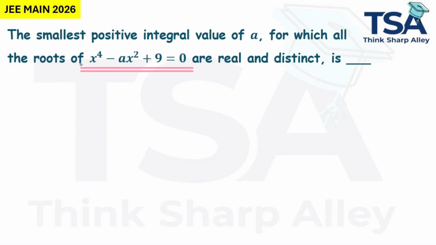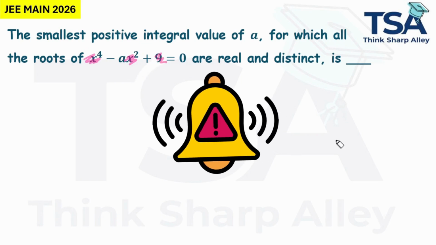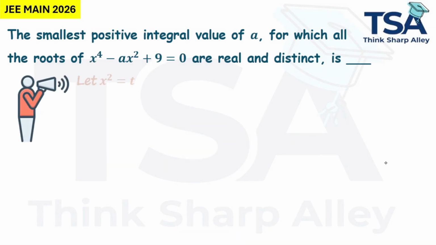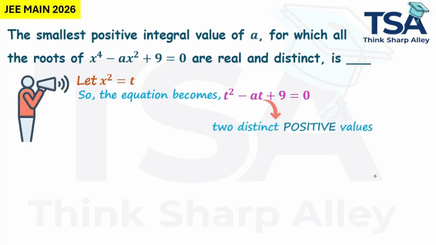The given equation is x to the power 4 minus ax square plus 9 equal to 0. And whenever you see x to the power 4, x square, constant with no odd powers, alarm bells should ring immediately. Because this structure is screaming, let x square equal to t, and the terrifying biquadratic equation becomes t square minus at plus 9 equal to 0, and that looks quite manageable.